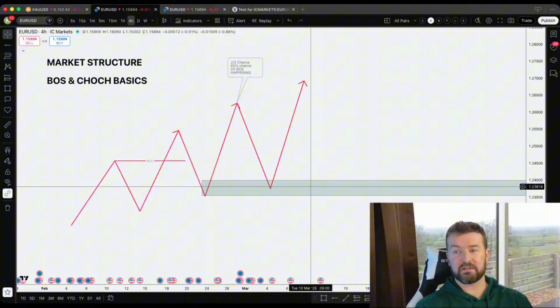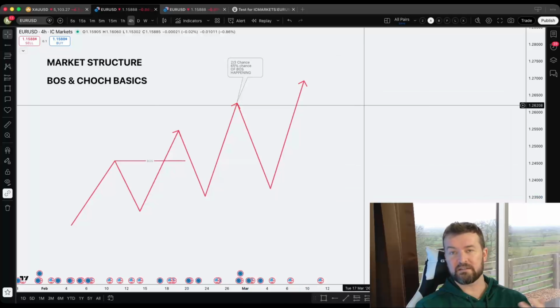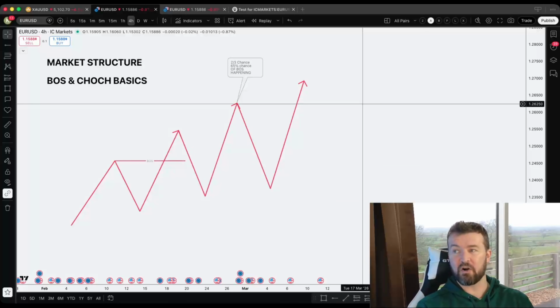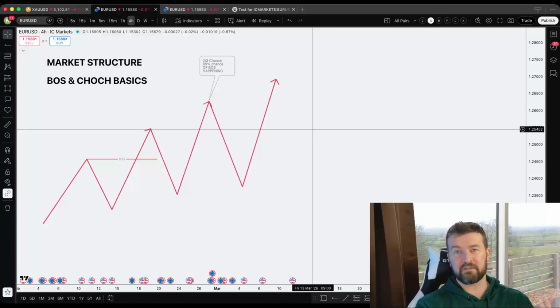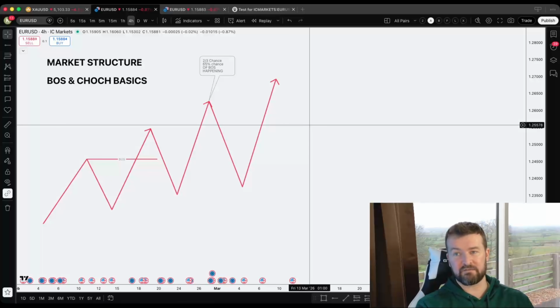But now we need to understand what CHoCh is, okay? As I mentioned at the start, CHoCh is just a standard change of character. That just means the market's decided to flip and go the other way. You can have different characters in terms of the price trending or the market ranging, and that's a change of character as well. But in terms of structure, when you get a change of character, it just means that the market has confirmed that it's going to be going in the other direction.